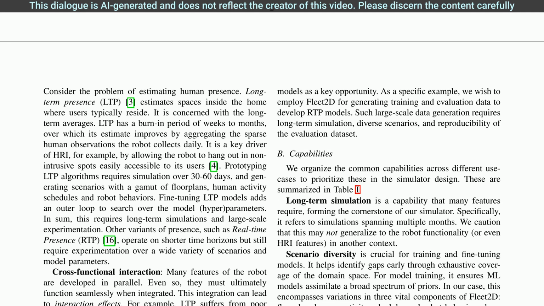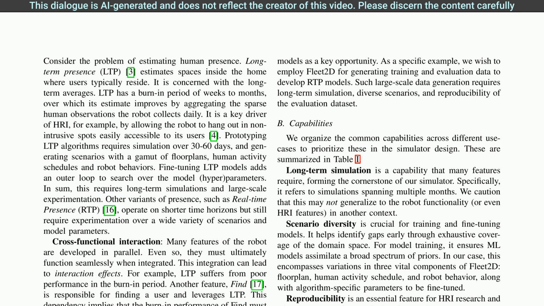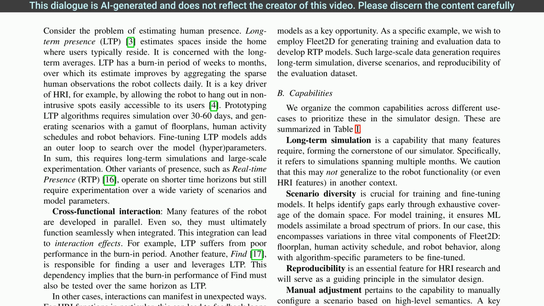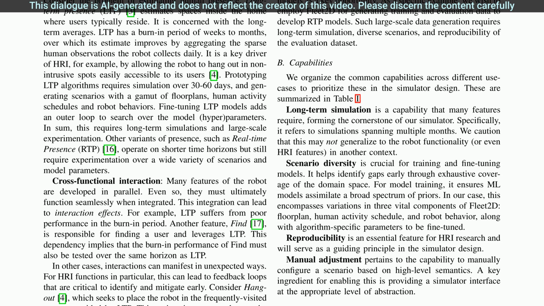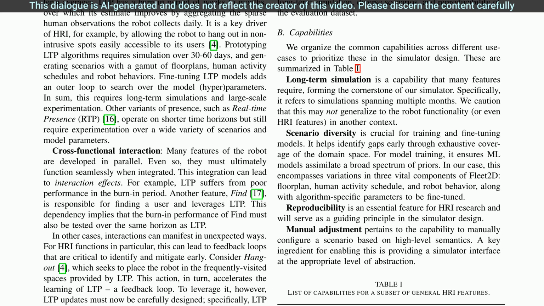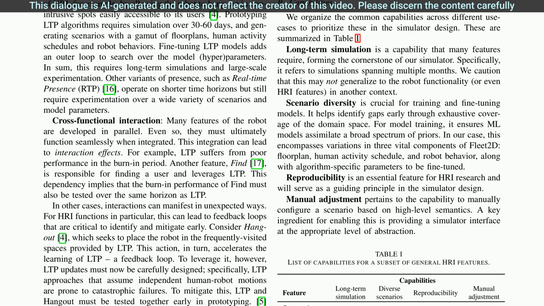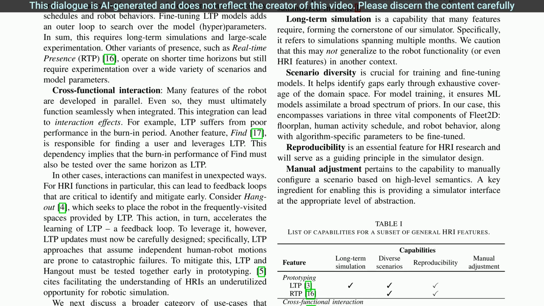Okay, so we've talked about why Fleet2D is so fast. But how are researchers actually using it? What kind of robot behaviors are they testing with this simulator? Well, one exciting area is prototyping. Imagine you're designing a robot that helps with chores around the house. You could use Fleet2D to rapidly test different behaviors, like how the robot prioritizes tasks, or how it navigates around obstacles, or even how it interacts with people.